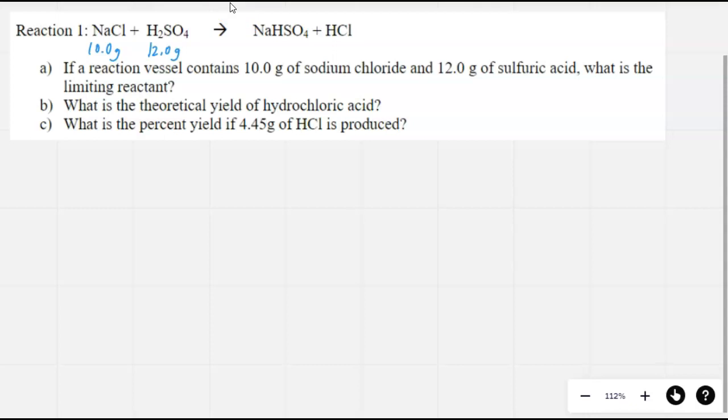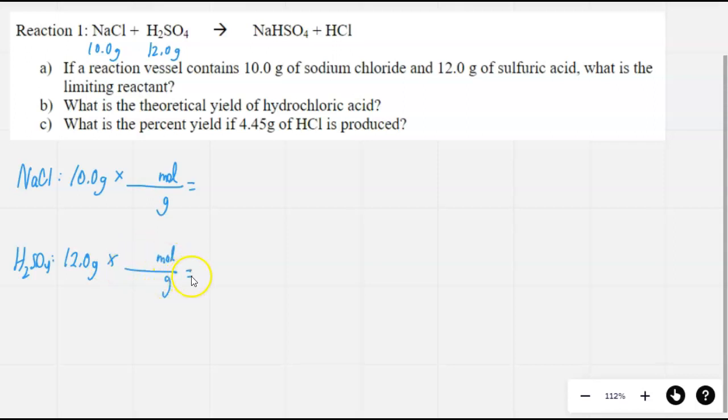So what I have to do, notice they're in grams. The only way I can compare two substances to one another is if I put them in moles first, which I know is kind of annoying, but what that's going to do for us is it's actually going to complete the first step of the stoichiometry part. So I'm just going to write NaCl compared to H2SO4. And we need some molar masses. The NaCl, we've got 10 grams. We need to convert that to moles. And we've got H2SO4 is 12 grams. We have to convert that to moles.